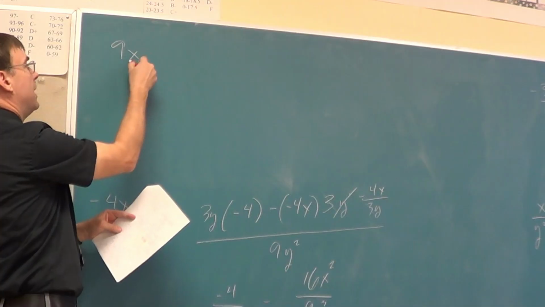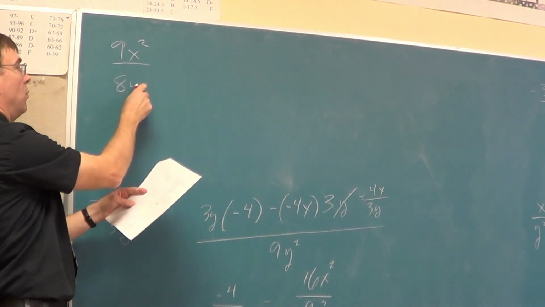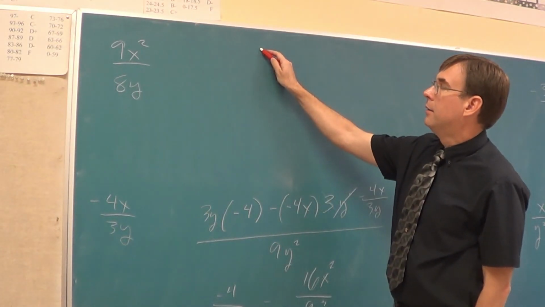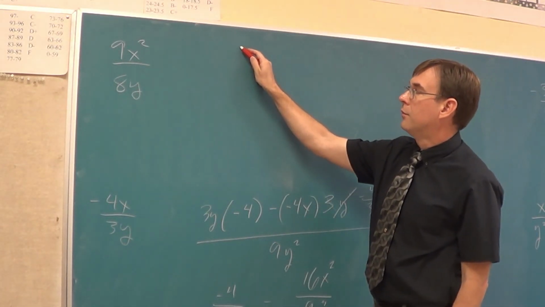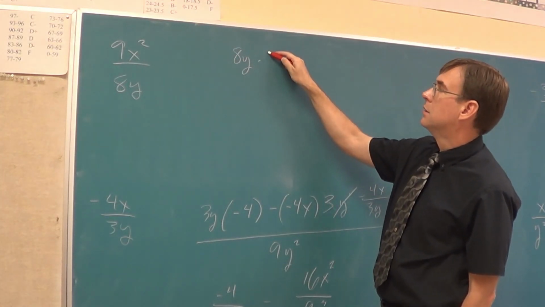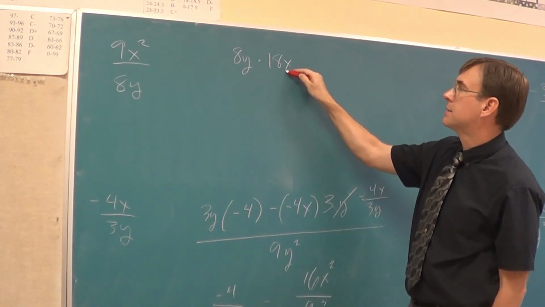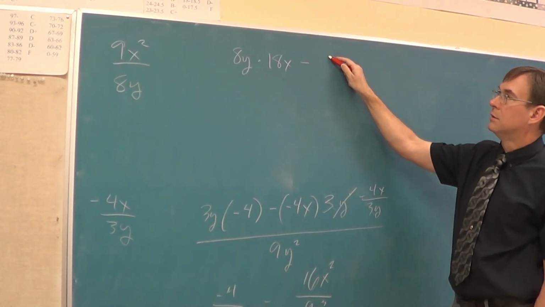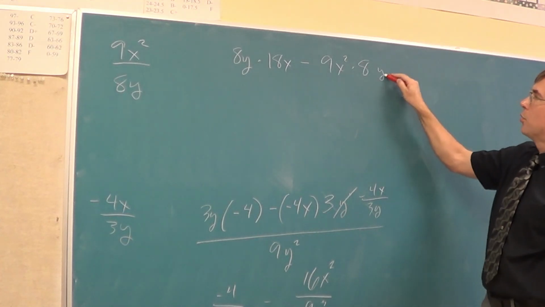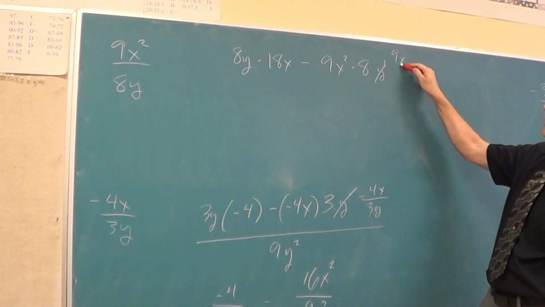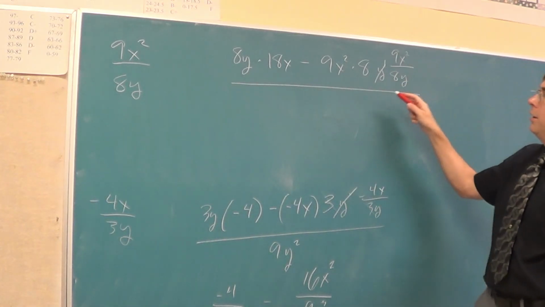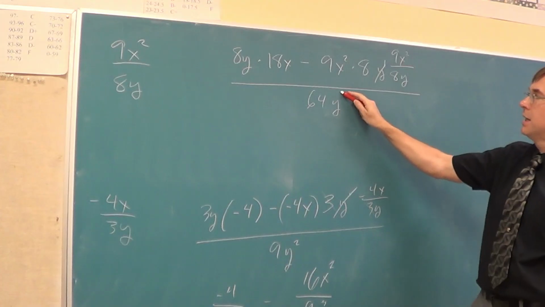Number 10, I think we agreed on 9x squared over 8y, and then we bailed out. So we take the top of the bottom times derivative of top, which is 18x, minus copy the top, 9x squared times 8y prime, which goes in place of 9x squared over 8y. All on top. The bottom is 64y squared.